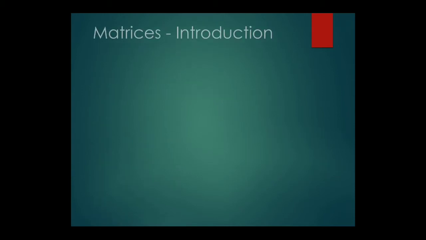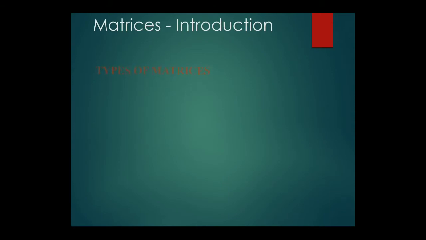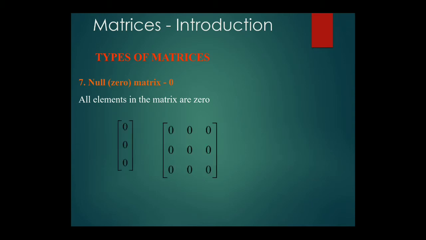The seventh type is the null or zero matrix. This matrix is basically where all the elements in the matrix are 0. Let's see an example. So here we have a 3 cross 1 matrix where all the elements are 0, and then we have a 3 cross 3 matrix, again all the elements are 0.